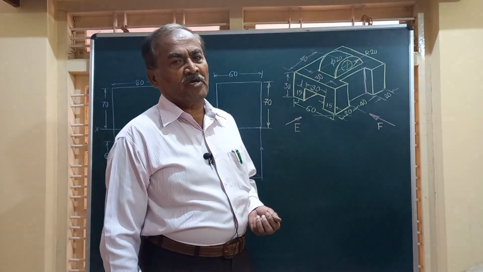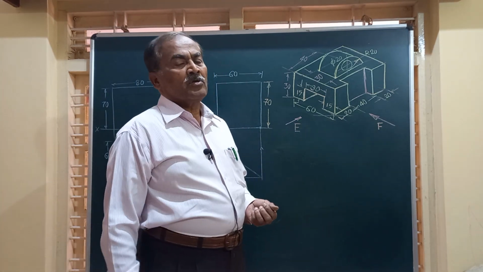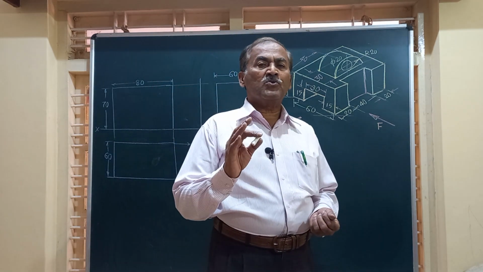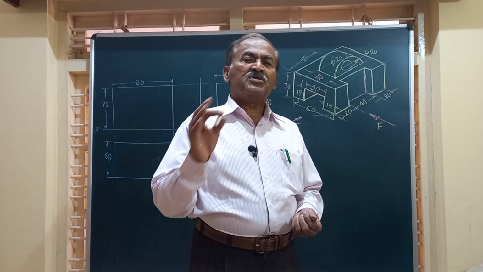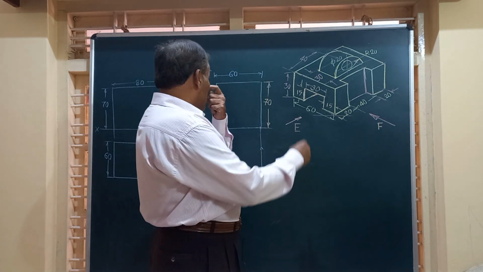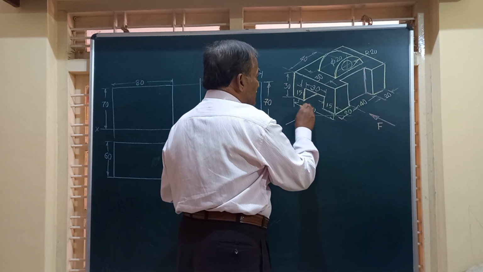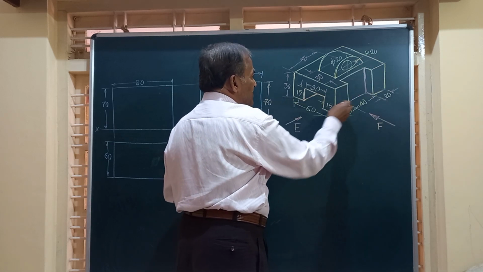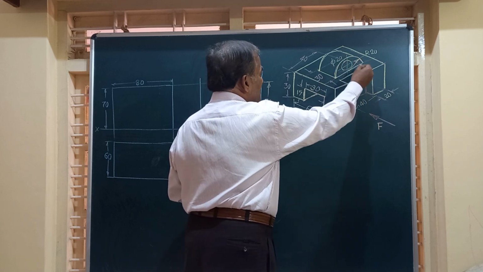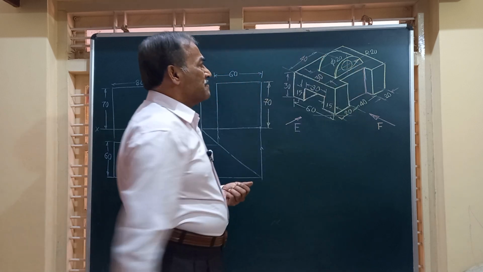Friends, I welcome you all to my YouTube channel, and in this video we are going to obtain the orthographic views of a component which is given in isometric view. Friends, you have a component here, a rectangular block-like component with a rectangular slot at these two faces and a semicircular projection with a circular hole in it.